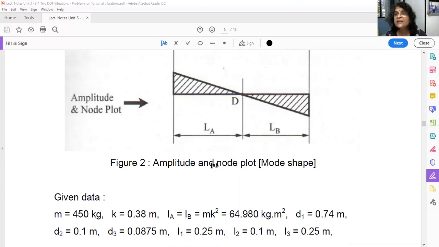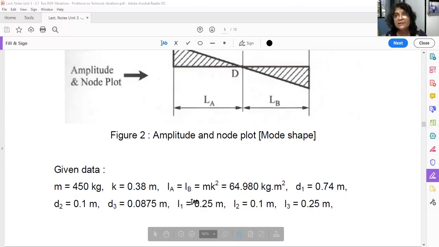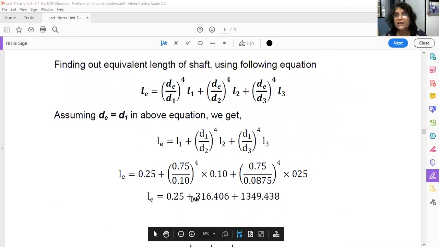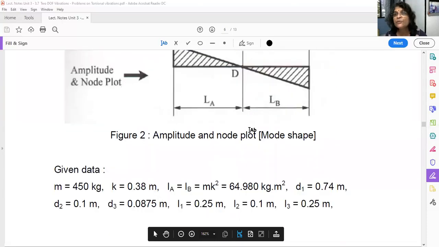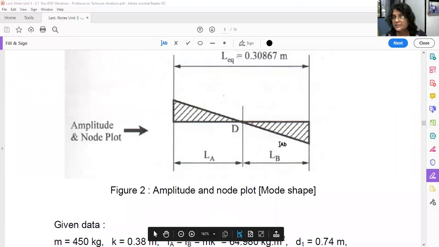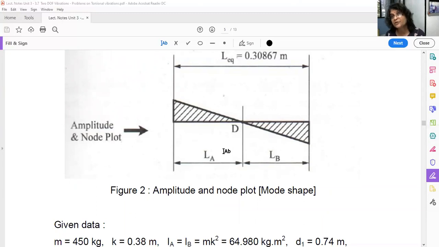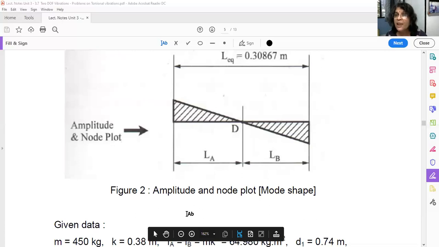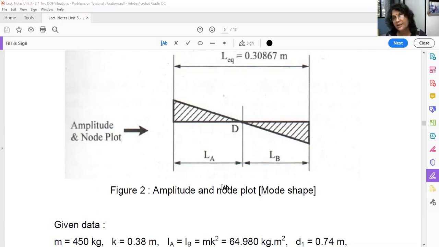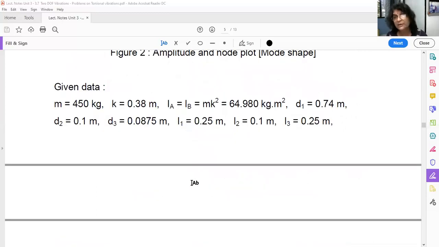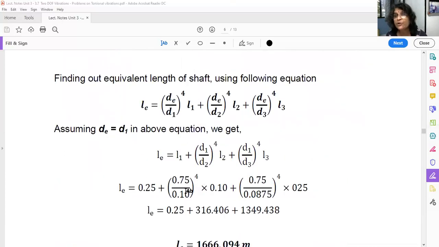And what is the second equation for LA and LB? Whether you consider this node point as part of this system or that system, if we convert the system into a single-rotor system, the formula is omega N equal to square root of GJ upon IL. If we consider this system, it will be IA LA, and if we consider the other system, it will be IB LB. The natural frequency must be the same because that node point is common.